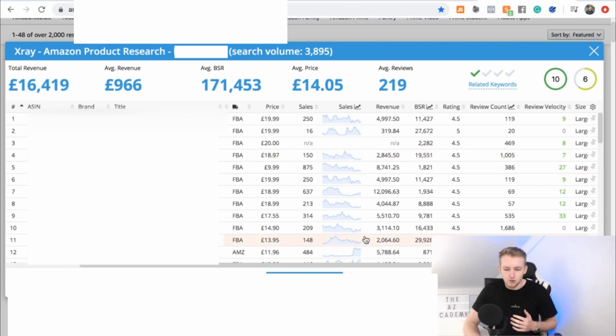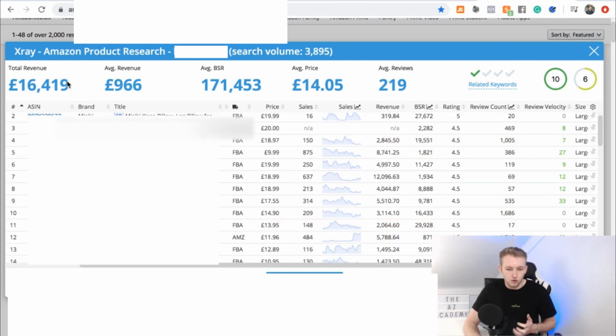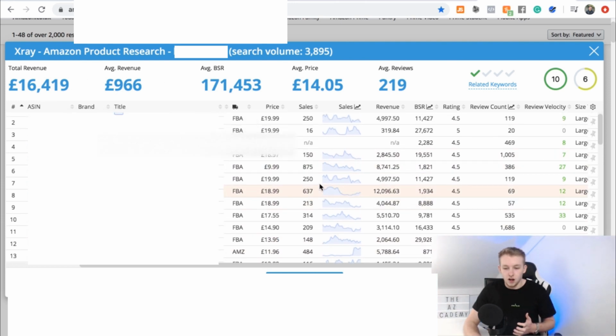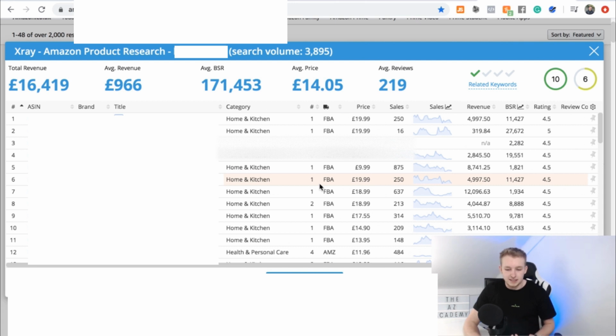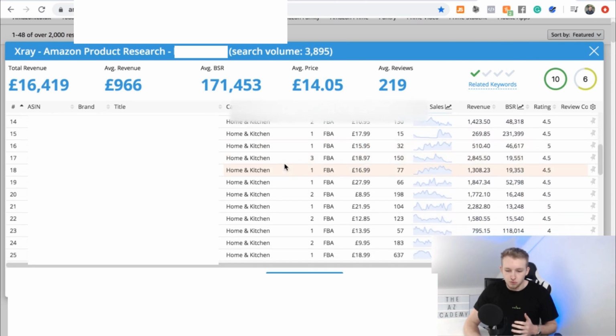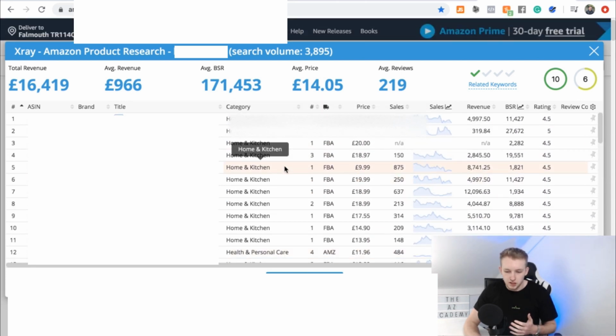So coming down to the actual numbers. Now, of course, the ASIN, brand and title are going to be blanked out for the confidentiality of this product. So we'll start here with the category. It seems pretty unanimous that this product is a home and kitchen product, which is completely fine. That's not a gated category or any restrictions, so there shouldn't really be any issues selling in this category at all.